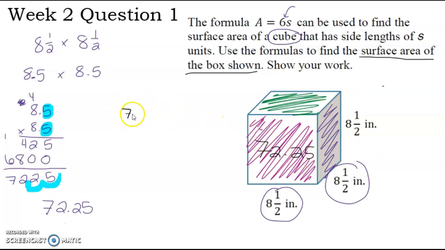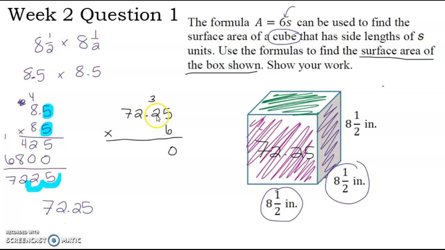So now we need to take 72.25 and multiply it by 6, because there are 6 sides. Now, remember, when we are multiplying decimals, we do not have to align the numbers. We don't have to align them. The 6 does not have to be over here. 6 times 5 is 30.